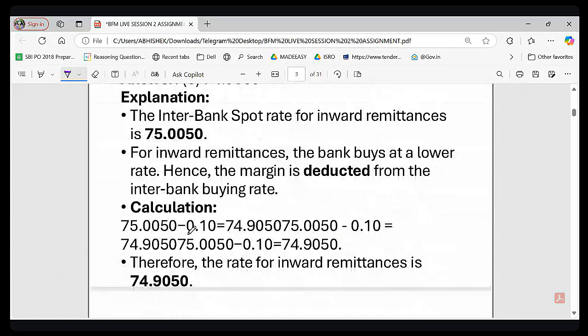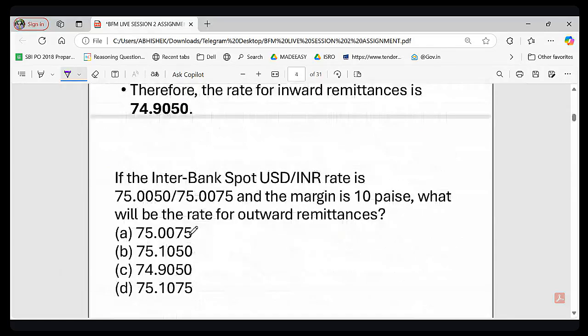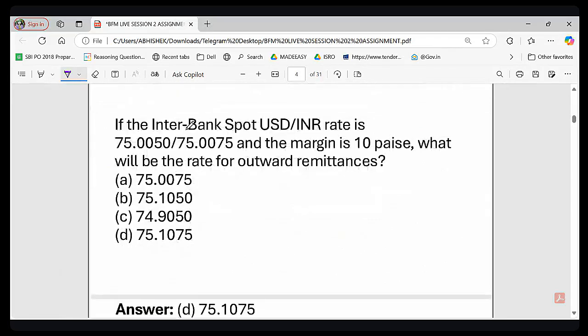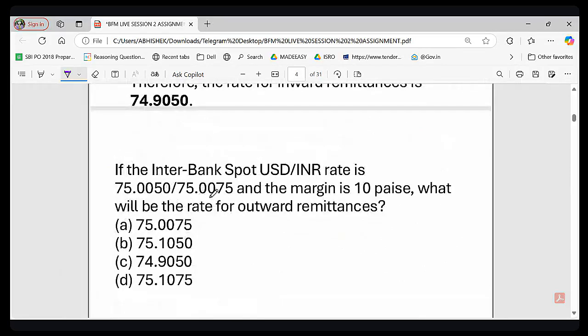So this is the explanation part. Question number 2, as you can see here. This one is similar to the previous one, but it focuses on outward remittance. Here is the question. If the interbank spot USD versus INR rate is 75.0050 oblique 75.0075 and the margin is 10 paisa, what will be the rate for outward remittance? Your options are 75.0075, 75.1050, 74.9050, 75.1075.